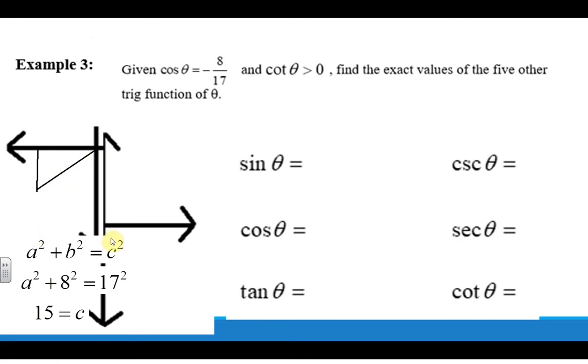Some of you might not need to do the Pythagorean theorem for some of these because you just know that they're common Pythagorean triples.